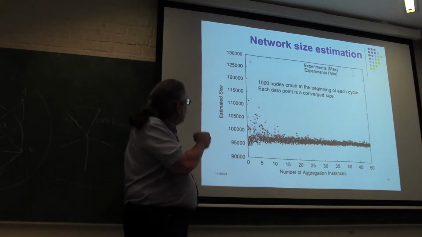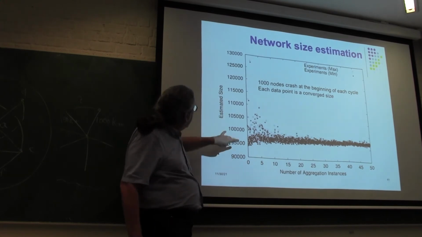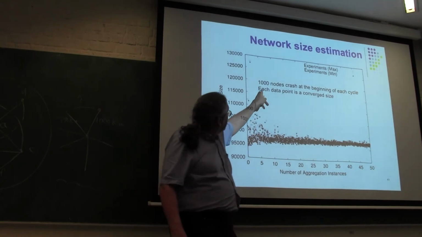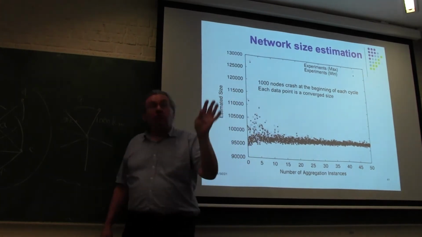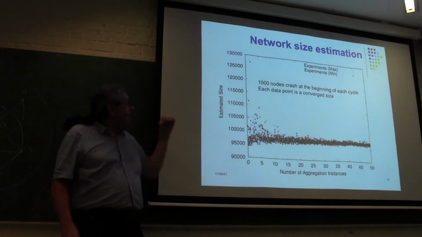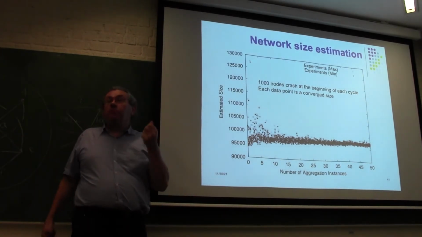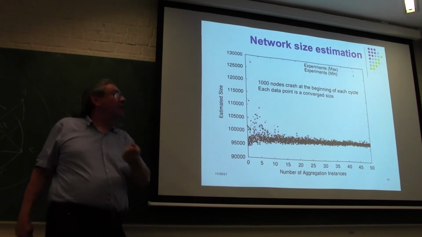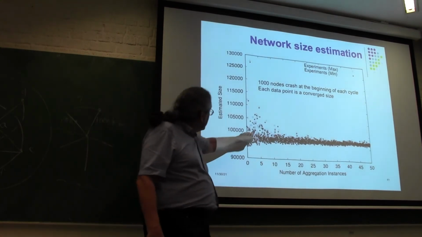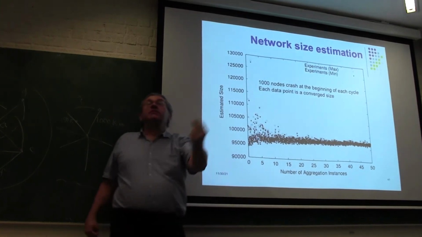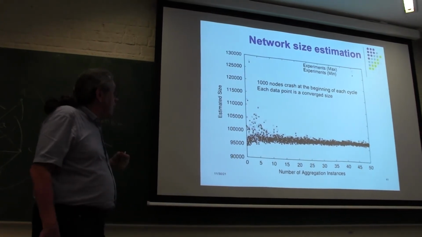Okay, the way it works now is I have around 100,000 nodes in this version. At the beginning of each cycle, 1,000 nodes are going to crash, and then 1,000 new nodes come in. So the churn will be 1% per cycle. Each of the dots here is a converged size from an instance of the protocol.